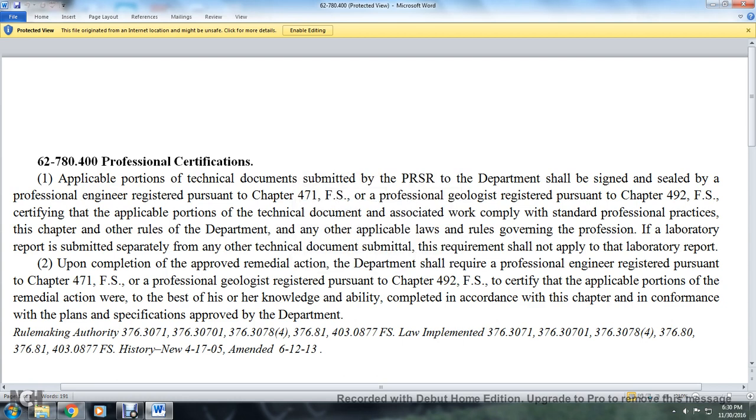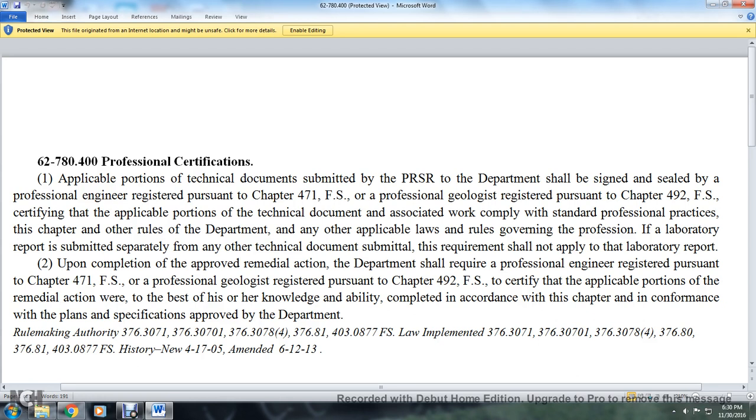Professional certification. All portions of the technical documents specified with the person responsible for site rehabilitation of the department should be signed and sealed by the professional engineer registered pursuant to Chapter 471 or the professional geologist registered pursuant to Chapter 492, Florida Statutes, certifying that applicable portions of the technical documentation and associated work comply with the standard professional practices of the chapter, other rules of the department, and other applicable laws and rules governing the profession.